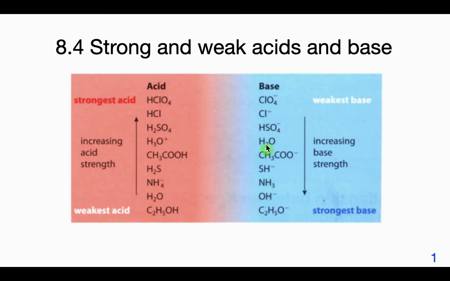So what we say is that the conjugate base of a strong acid is relatively weak, whereas the conjugate base of a weak acid is relatively strong. Again, something you'll learn more about in IB Chem 2.